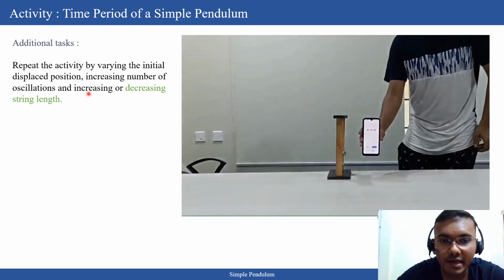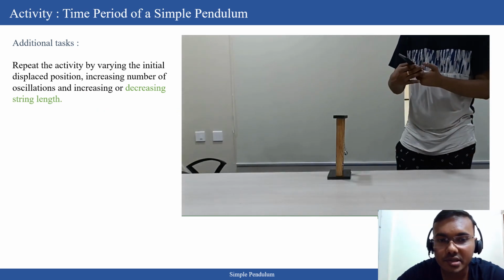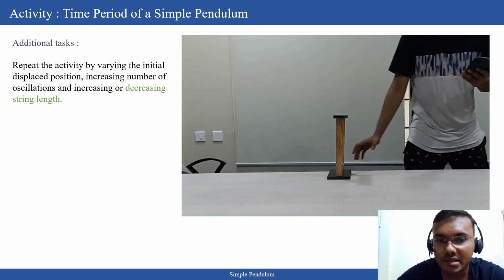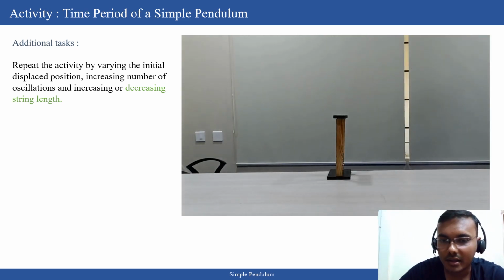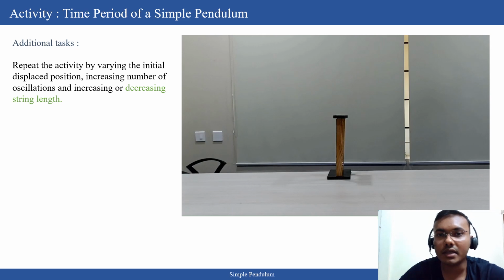So we can also repeat the activity by varying the initial displaced position, or increasing the number of oscillations, or increasing the length of string, etc., and record our observations for each case.